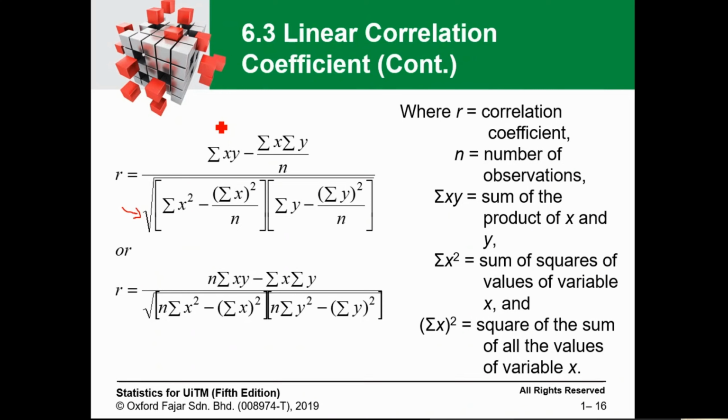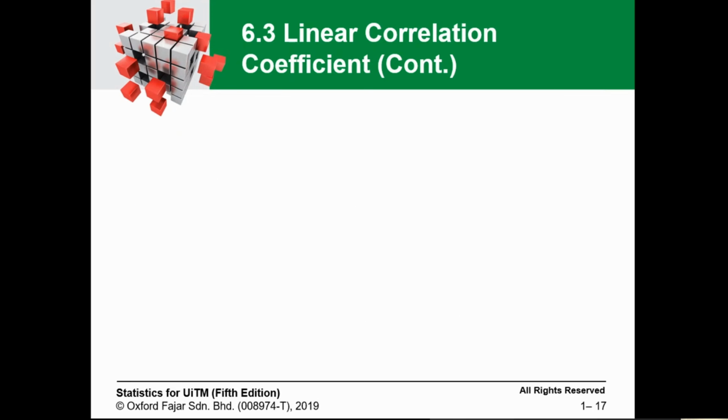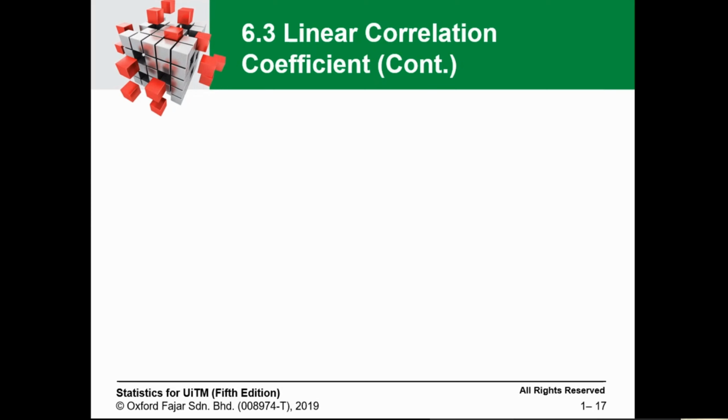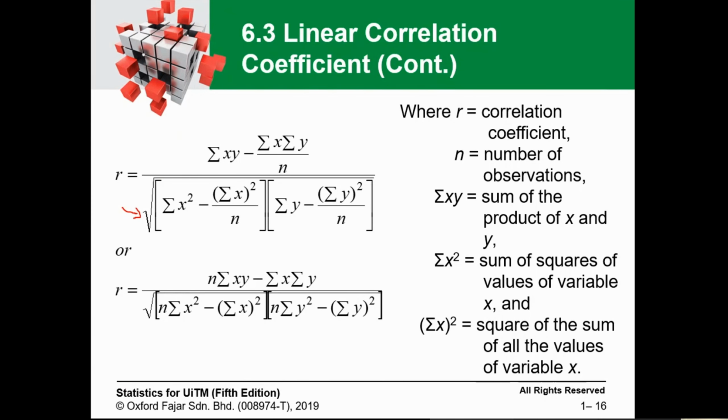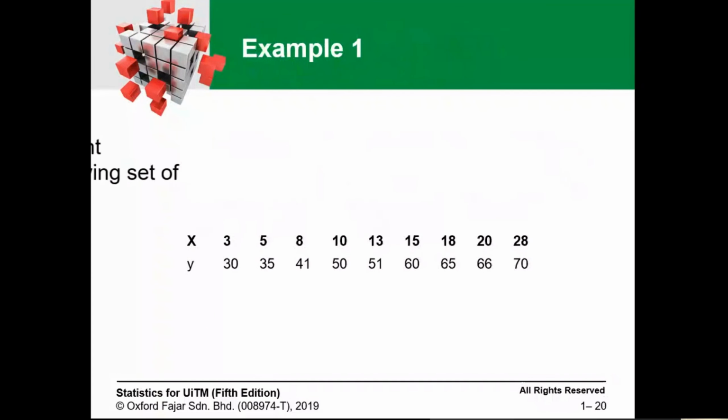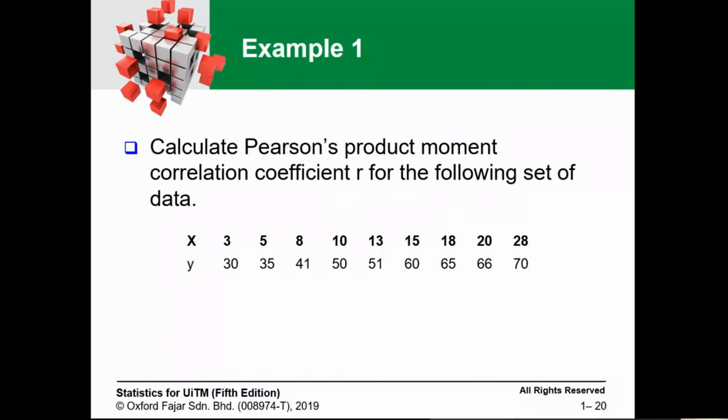Okay, so how can we do that? You have to do it step by step using your calculator or even using Excel to do this calculation. So let's take one example and see how we can do that. Okay, let's take the example, then we can go back to understand the explanation of the answers. So the example is: calculate the Pearson product moment correlation coefficient, which is R, for the following set of data.